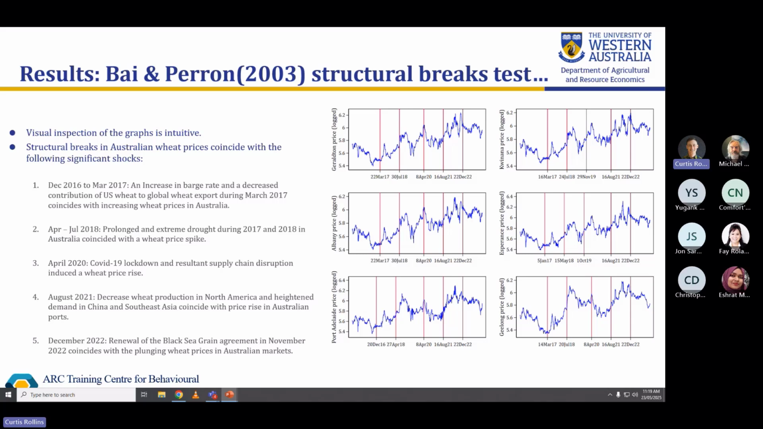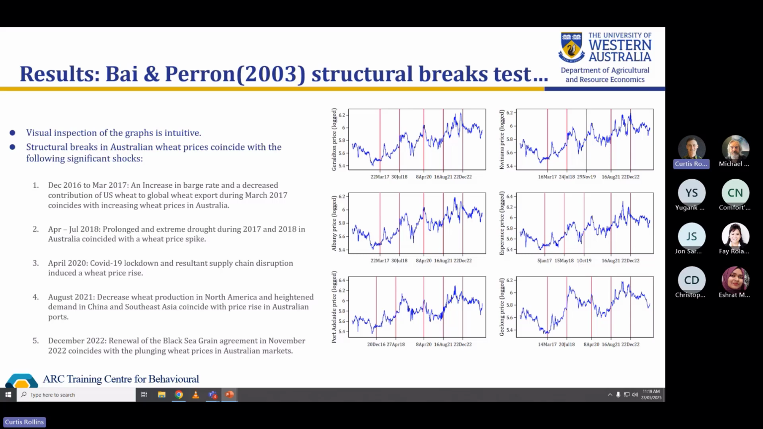This red line shows the breakpoints, and these red lines are exactly at the point where there is a start of increase or a start of decrease. That is the break. So the first break is around December 2016 to March 2017. When I was trying to see what the major events going on in the global wheat market were, what I find is there was a huge price hike in barge rates in the USA, especially on the Mississippi River.